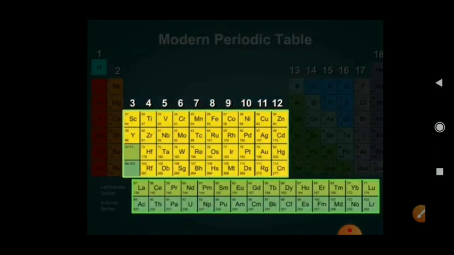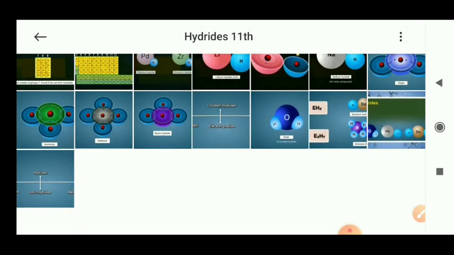Now we have finished the topic of hydrides.